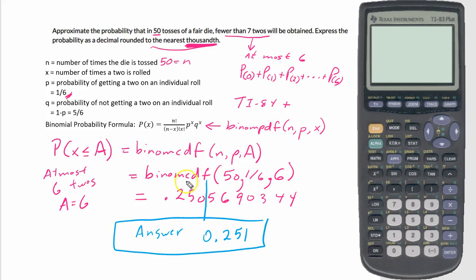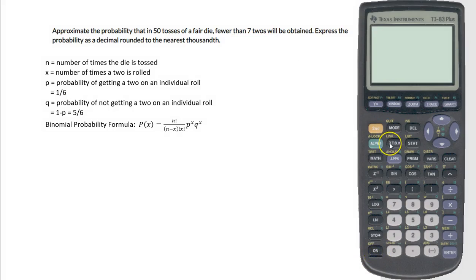So that's the answer. The only thing I'll show you is how to get that command. So I'm going to have to make this disappear while I do my calculations. To get to the binomial CDF command, I'm going to do second and then vars, and then scroll down to binom CDF. There it is. Make sure you select binom CDF.